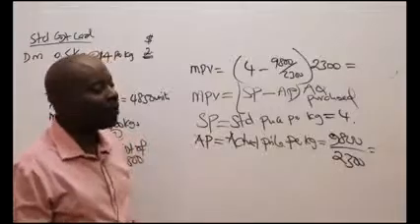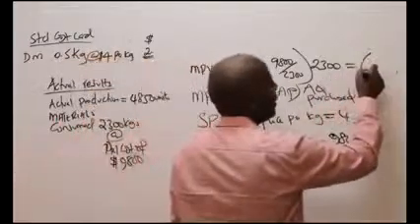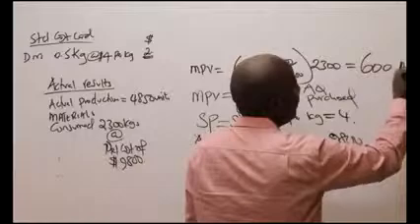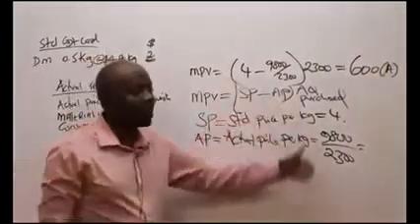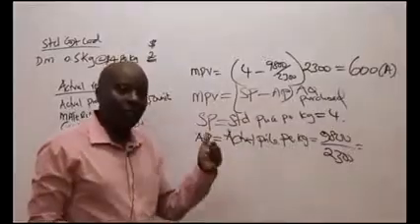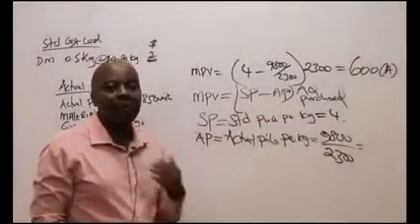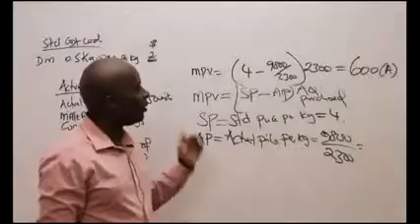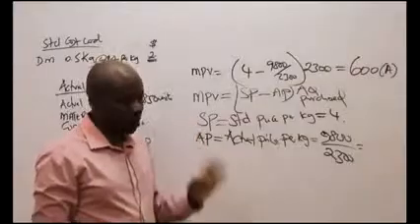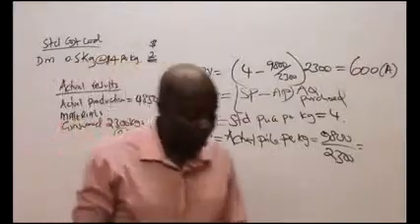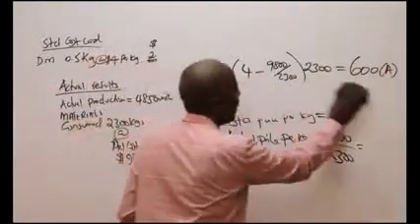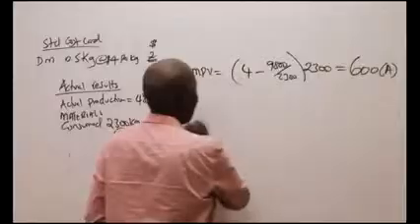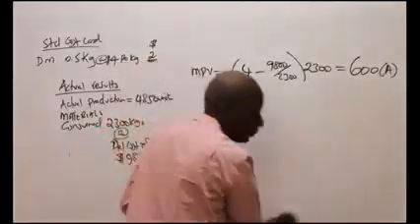600. 600 adverse. Adverse because the variance itself is negative, meaning bad performance on our side. So the material price variance is 600 adverse.